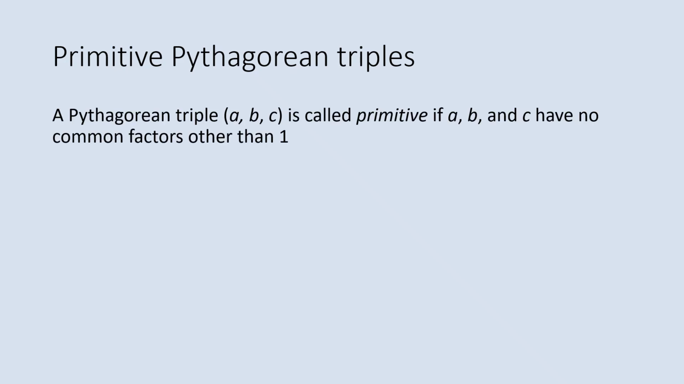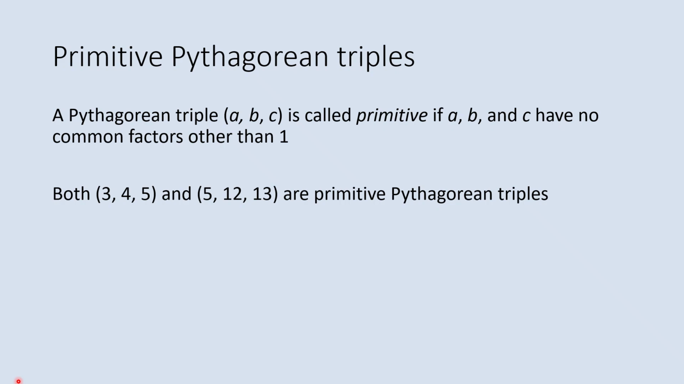Okay, so for primitive Pythagorean triples, we're going to call a triple primitive if the three numbers a, b, and c have no common factors other than 1. And if two numbers, they don't have to be prime numbers themselves, but if two numbers have no common factor other than 1, we call those two numbers relatively prime. We don't need to worry about that here. All we care about are that a, b, and c have no common factors other than 1. And if that happens, we will call that triple a primitive triple.